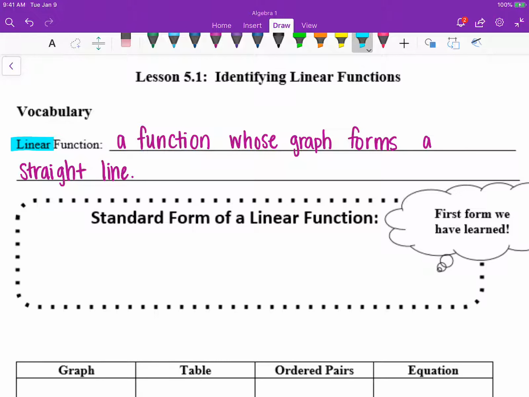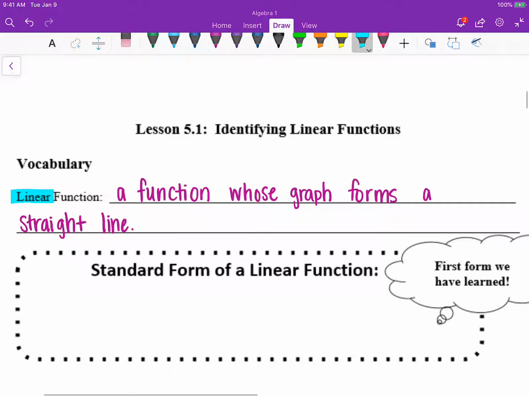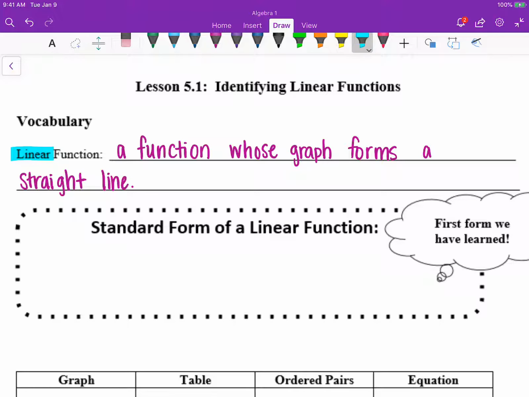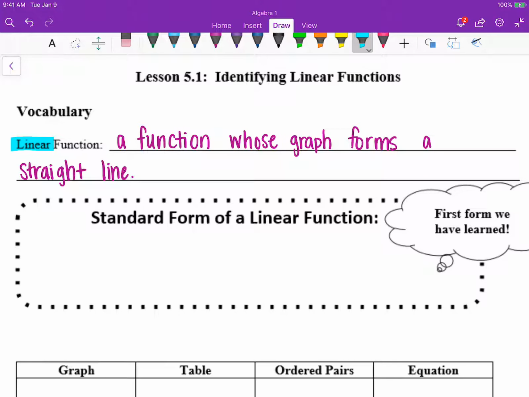So there are lots of different kinds of functions. Some functions are linear functions. Some of them are quadratic. Some of them are exponential. Those kinds of functions we'll be doing later on. But in chapter 5, it specifically is focusing on linear functions. So whether those graphs form a straight line or not.